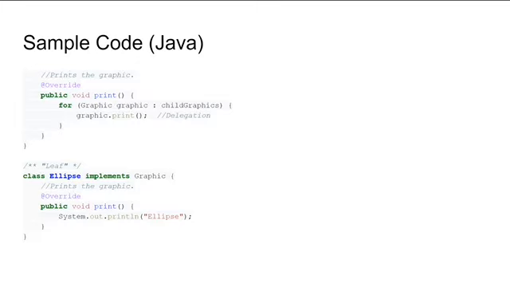Last, we have the leaf class, which implements the Graphic interface also. This is a leaf object, so it won't be stored in a composite object. There will be no ArrayList declared here. So we can directly print, in this case, Ellipse. The next part, which is the driver code of these codes, will be explained by Kevin.